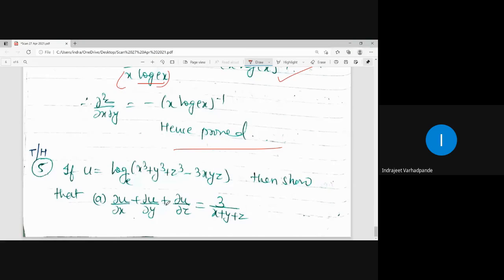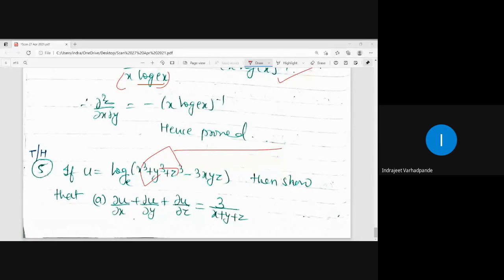Take this as homework. What will be the derivative of u with respect to x? What is the derivative of log u? It is 1 by u into du by dx, right? So similarly, you differentiate with respect to x, keeping y and z constant. You differentiate with respect to y, keeping x and z constant. You differentiate with respect to z, keeping x and y constant, right?